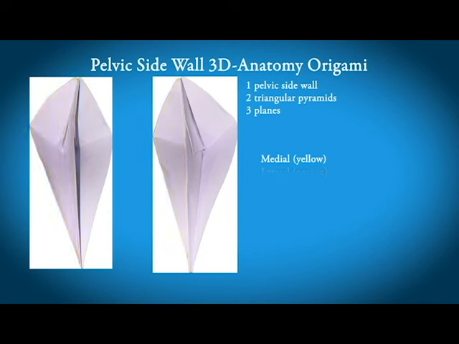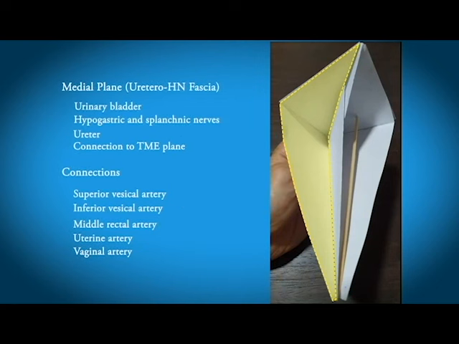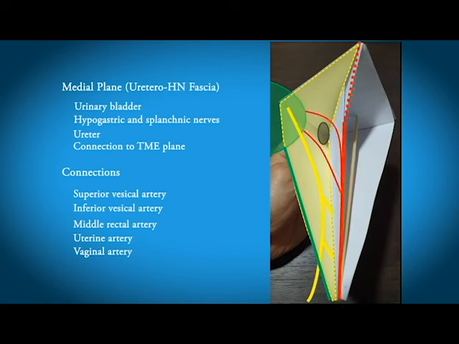With the help of a 3D model, we will describe three planes which will divide the pelvic side wall into two pyramidal compartments. The first plane is the medial plane, which is the uretero-hypogastric nerve fascia. The structures lying in the plane are urinary bladder, the hypogastric and splanchnic nerves, ureter, and the connection to the TME on the medial aspect. The structures which traverse through the plane are the superior and inferior vesical arteries.